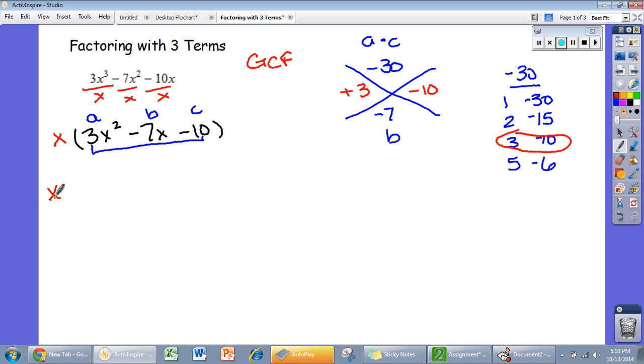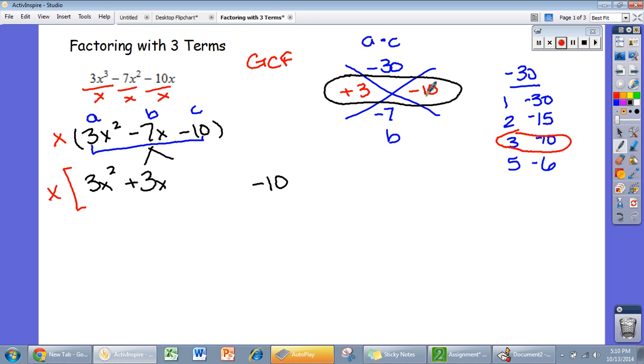So let's continue. My greatest common factor, x, that got factored out, comes down. And I'm going to bring down my first term, my 3x squared, my A term. I'm going to bring down my last term, that negative 10, and then I'm going to put down what I broke apart. I'm breaking apart essentially my B term into two parts. My positive 3, and don't forget the variable x. My next is negative 10x, because a positive 3x and negative 10x adds up to my B term, negative 7x.